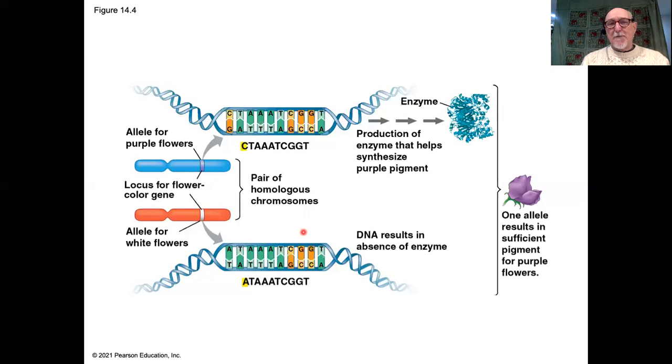What is our third possibility? Our third possibility is that we have two non-functional genes. If both of the alleles in a plant are non-functional, the plant will be white. So we have a possibility: dominant plus a recessive, it's purple. Two identical purple alleles, purple. Two non-functional white alleles, the plant is white.